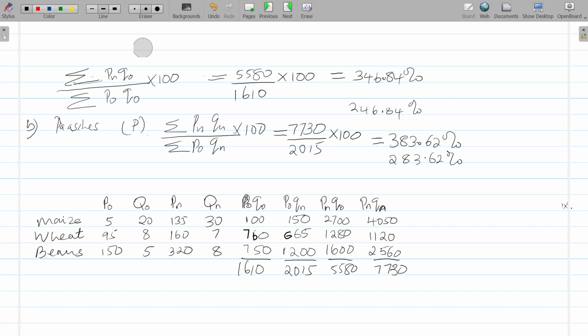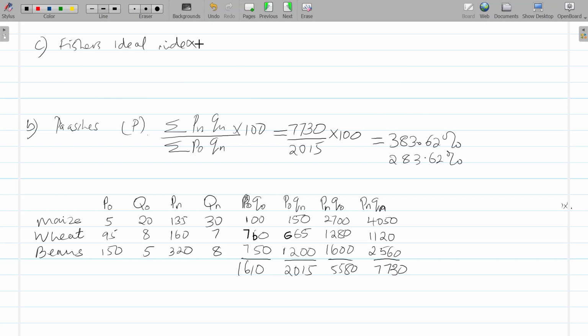I got the answer as 383.62%. So this index number implies that the prices increased by 383.62 minus 100, which is 283.62%. That is the price increase. That is what it implies.